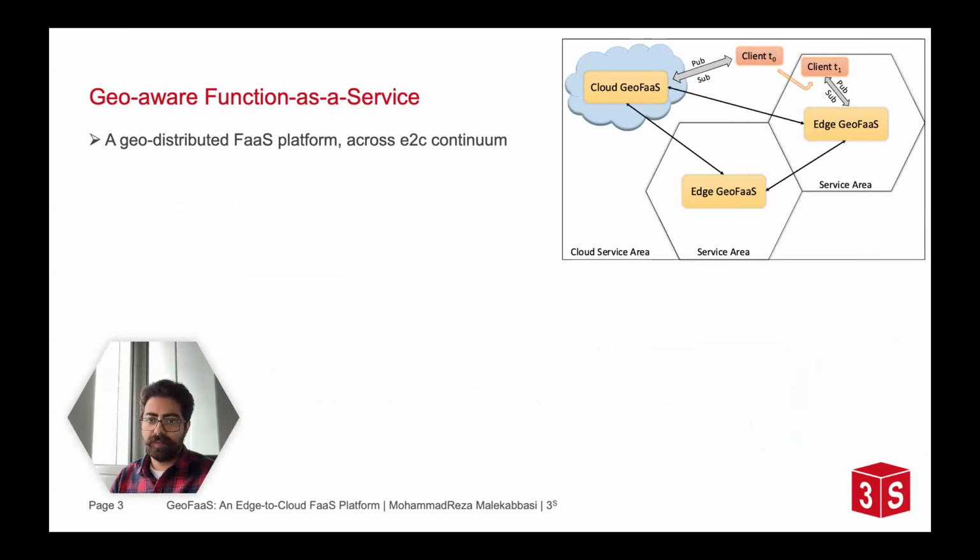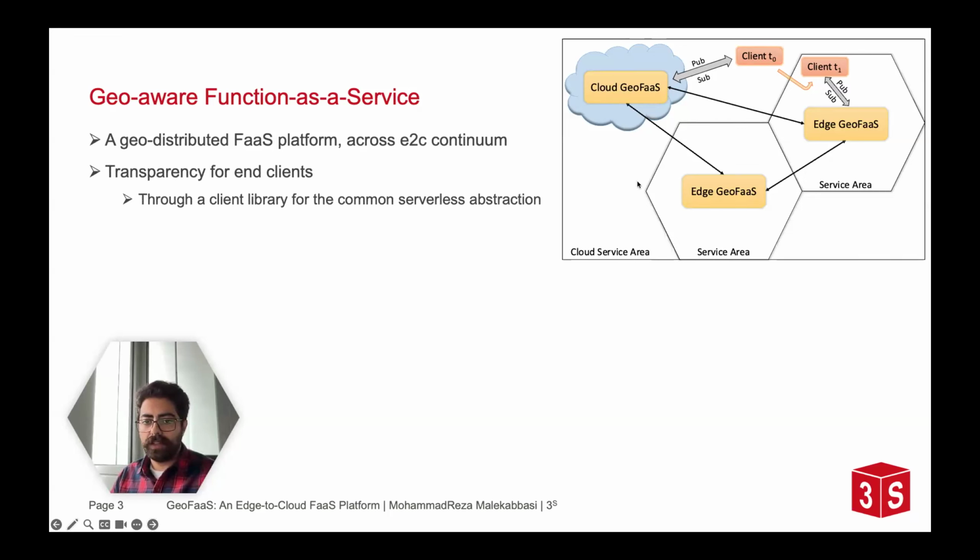We propose GeoFaaS, a geographically distributed FaaS platform operating across the heterogeneous edge-to-cloud continuum. It uses the concept of nodes, which are distributed across edge-to-cloud. GeoFaaS nodes manage non-overlapping service areas, defining their responsibility for clients within that geographical region. The cloud node also acts as a backup for edge node failures, whether from resource limitations or internal crashes.